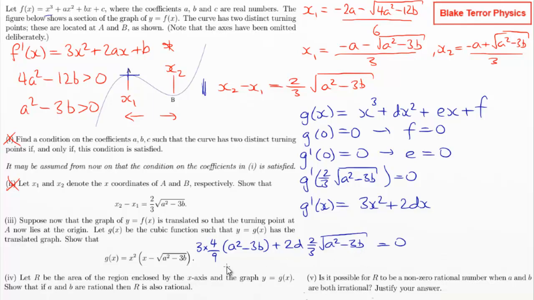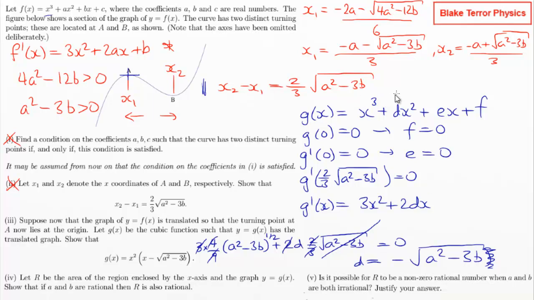Right, so multiply everything by 3. That will get rid of that, that, and that. Divide by 4, we'll get rid of that, that, that. Then we can divide by this square root thing, which will make that a square root. So d is going to be minus the square root of a squared minus 3b. So we'll put a bracket at the end, take that along. So that's our d.